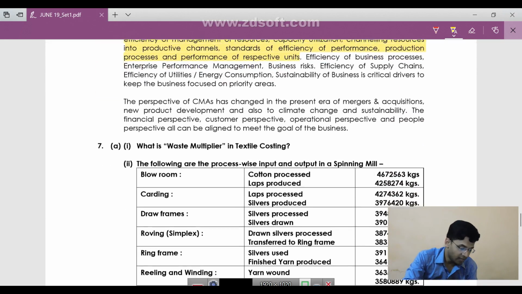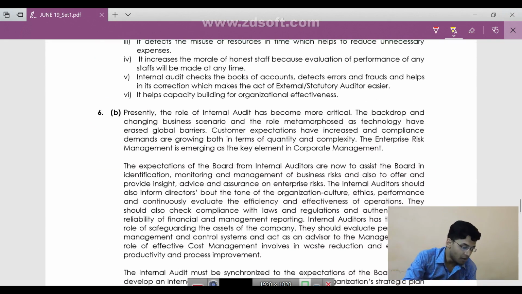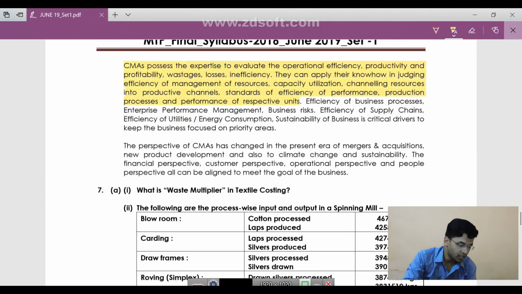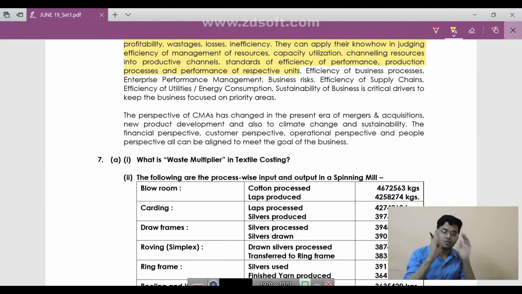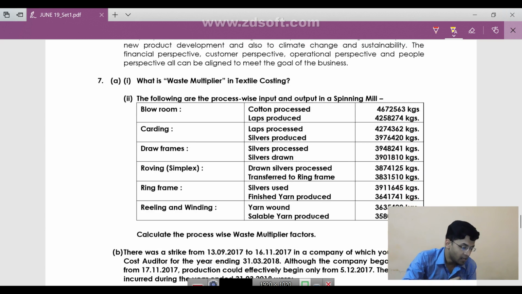So again, remember that there is no benchmark of how long the question should be. The answer should be contained in the number of minutes which you have allocated to that particular question.